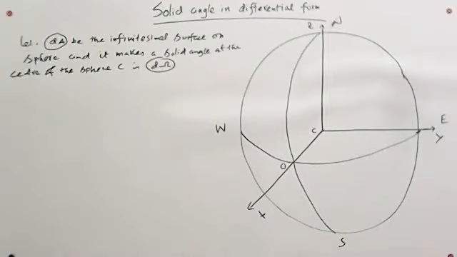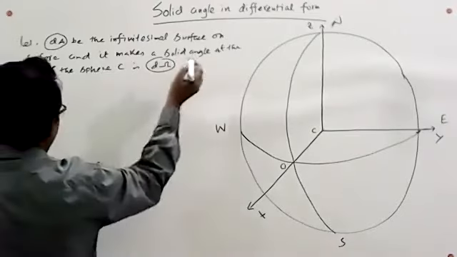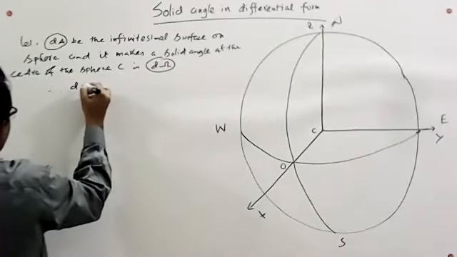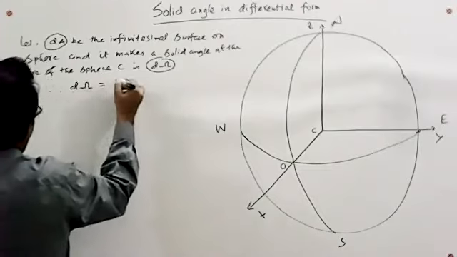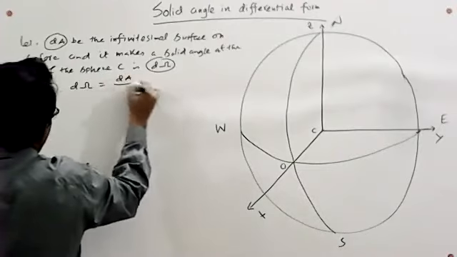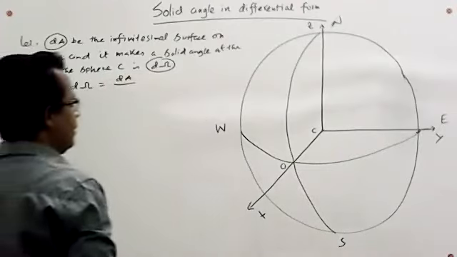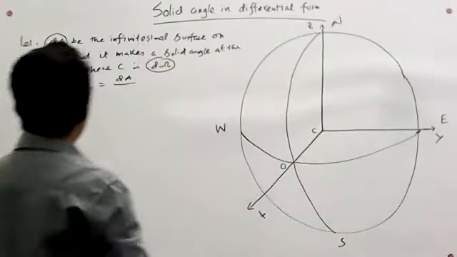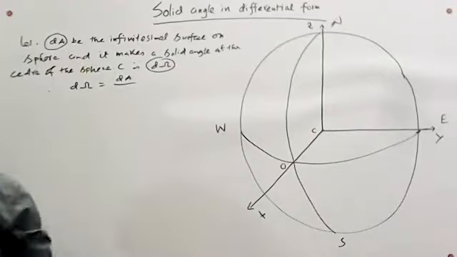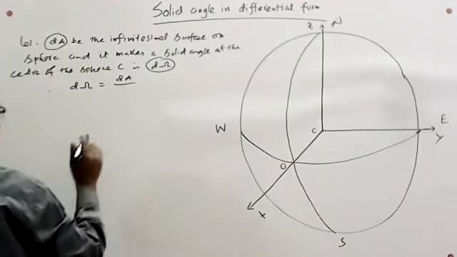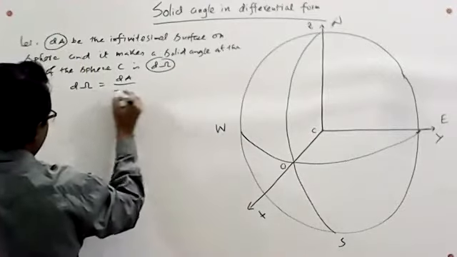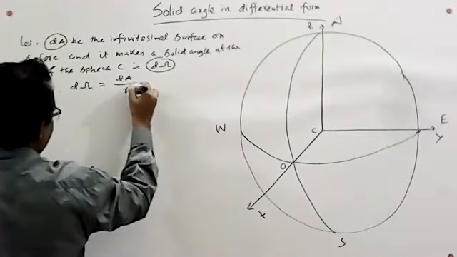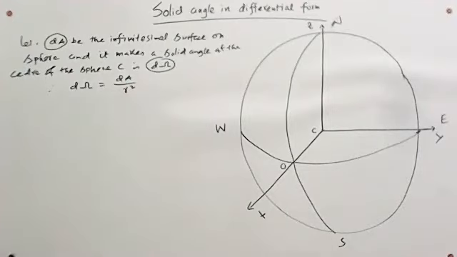Then, as per the definition of solid angle, the solid angle d omega will be area over distance squared. Let the distance from the center of the sphere to the center point of the respective area be denoted by r. Then the solid angle will be d omega equals dA over r square steradian.